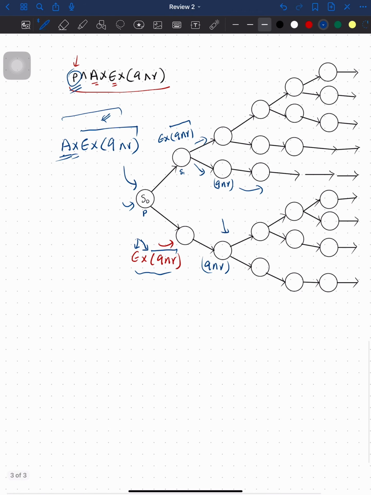Just try to remember that every time you're making a movement, you're looking at the path identifier, whether it's A or E, as well as some temporal logic expression, X, G, F, for example.